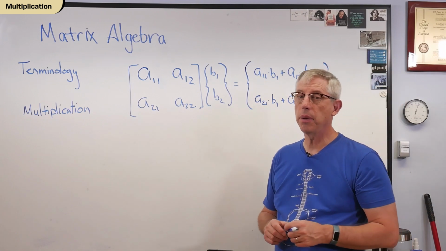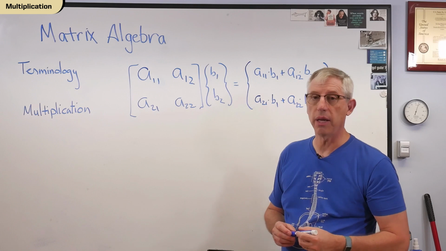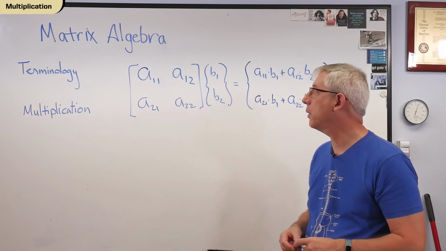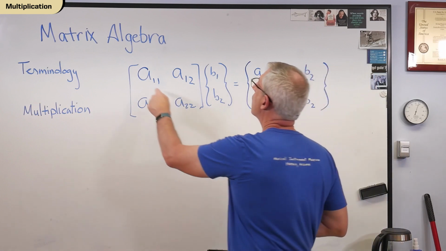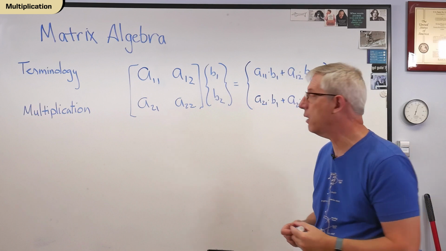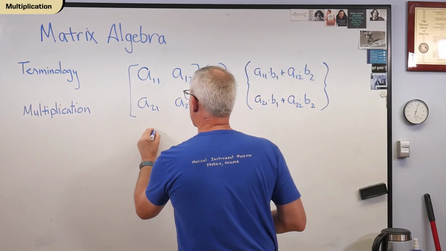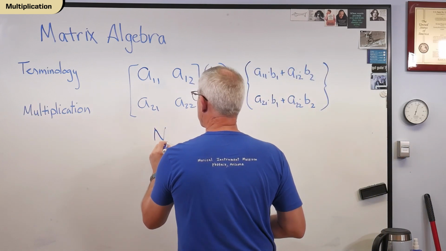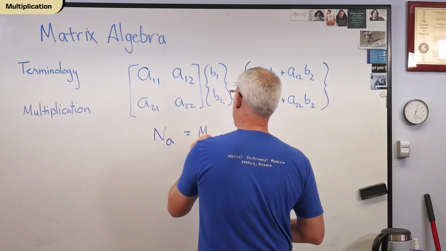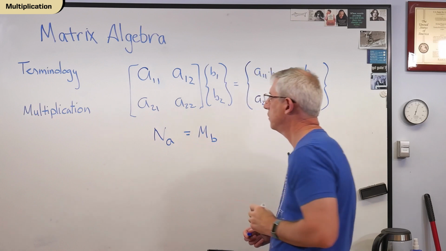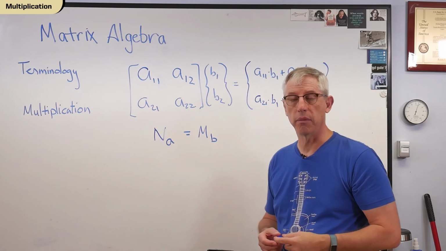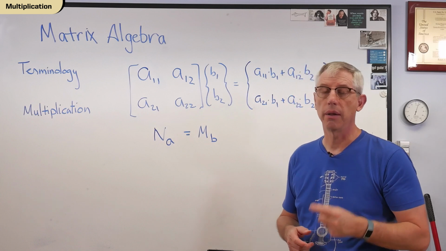Now you can't multiply just any matrix by just any vector. They have to be compatible. The dimensions have to be compatible. So what that means is the number of columns of the matrix has to equal the number of rows of the vector. So before we said the total number of columns was capital N, so capital N of A has to equal capital M of B. Right? And that's true. The matrix and the vector are compatible. They can be multiplied.